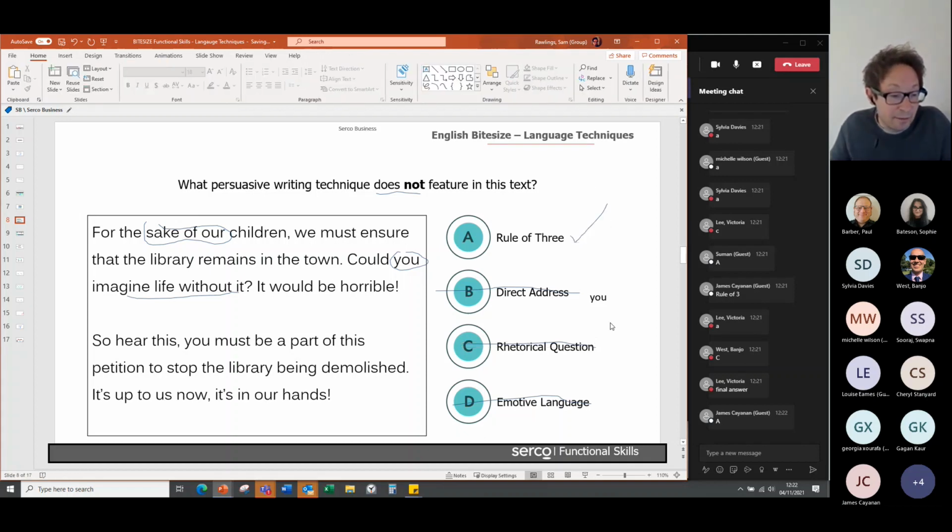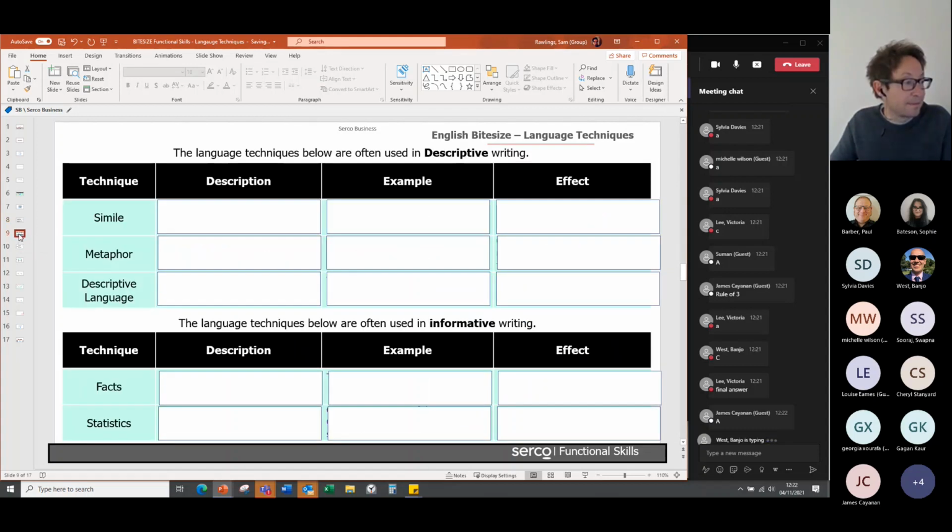Good. Well done. I think everyone got that in the end. Fantastic. So there we go. That's the first part of the session. That is looking at persuasive language techniques. Anyone got any questions before we move on to the last part of the session? Okay, silence. So I'm guessing not. Awesome. So let's jump on to the second half of the session then.